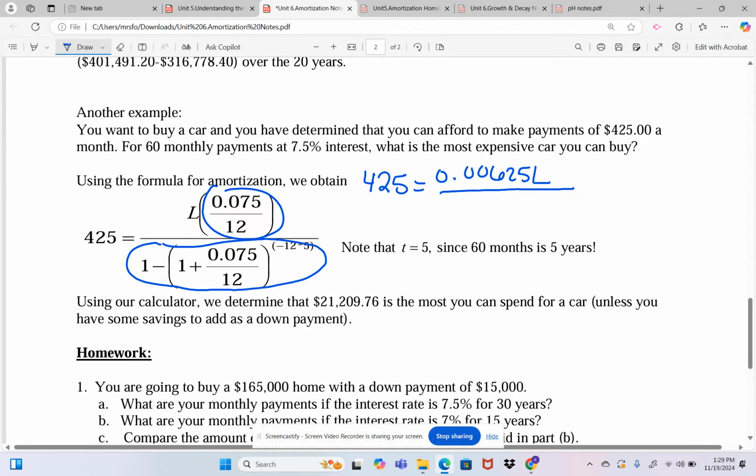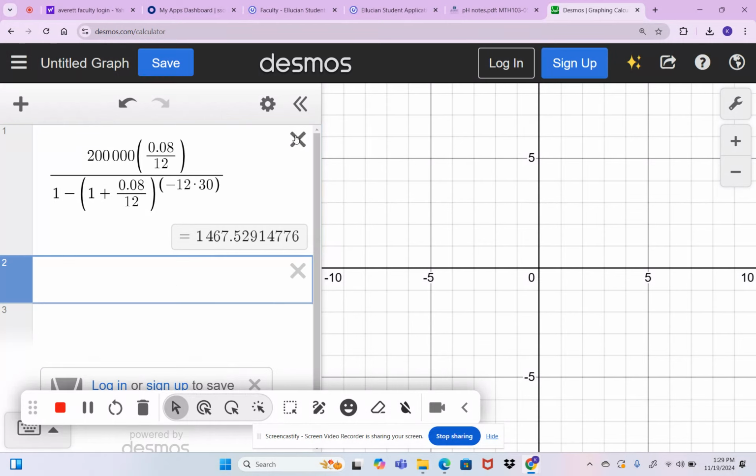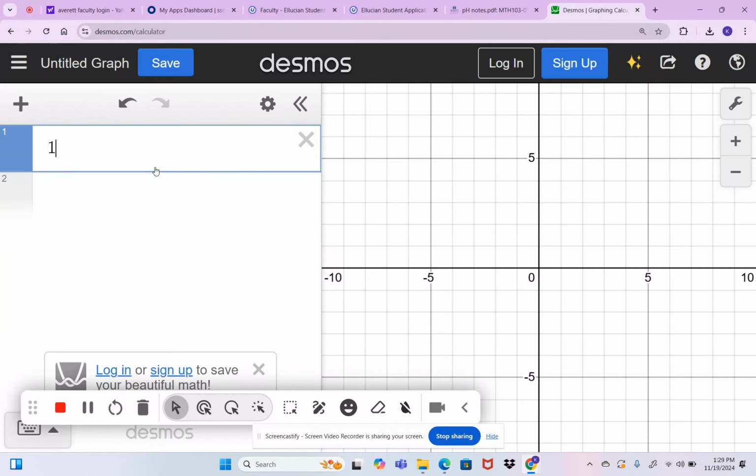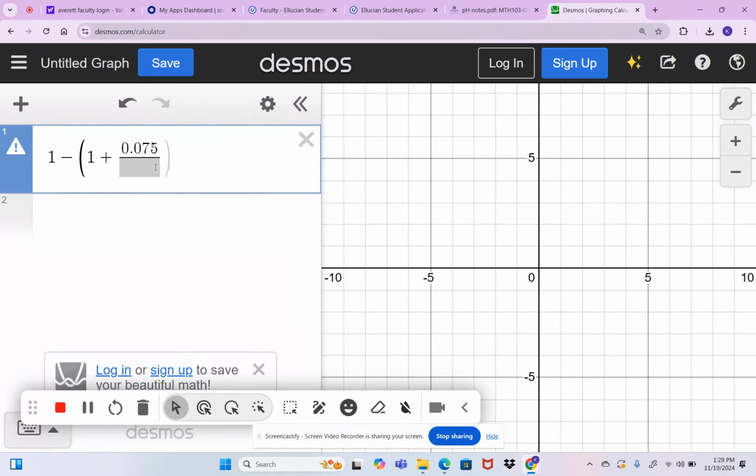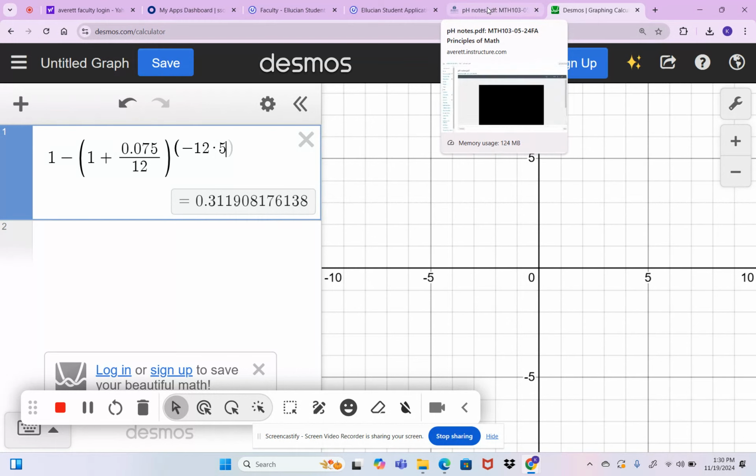Divided by, now that denominator there, in Desmos, it would be 1 minus 1 plus 0.075 over 12, not 120, raised to the negative 12 times 5. And so that gives me 0.3119.